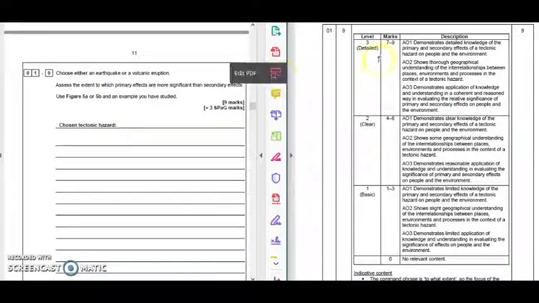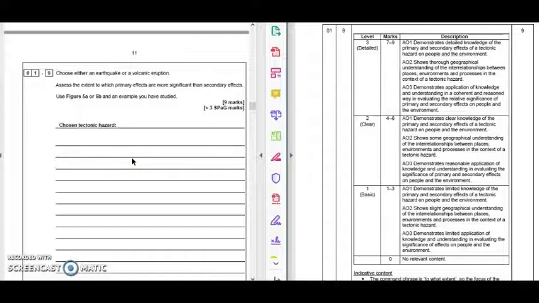So to get level 3 marks, that's at least 7 out of 9. You've got to demonstrate detailed knowledge. You've got to show thorough geographical understanding and demonstrate application of knowledge and understanding in a coherent and reasoned way. So basically, do you know your evidence? Can you explain it? And can you evaluate it? So this is what we're after.